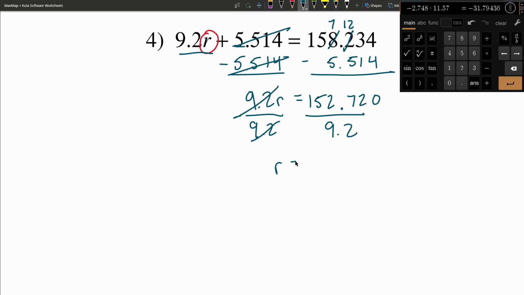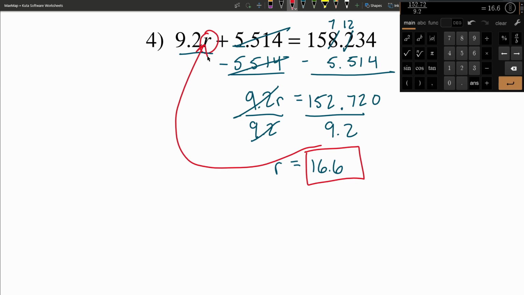So we're going to get that r is equal to, and I'm just going to do this one right on my calculator, 152.72 divided by 9.2, that's going to give us 16.6. So 16.6 is equal to r for number 4. And what that means is, if I take 16.6 and plug that in, 9.2 times 16.6, then plus 5.514 is going to equal that 158.234. That's what solving an equation is all about. Let's move on to number 5.